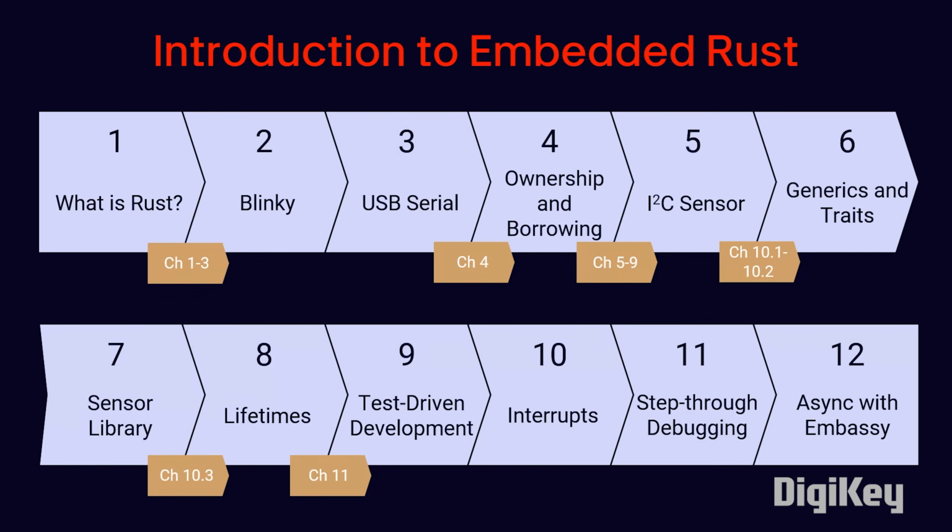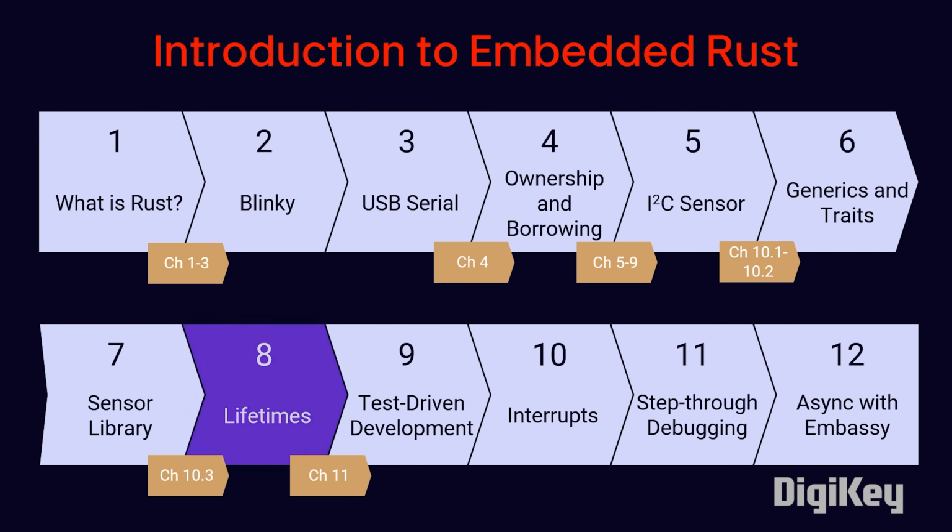In the last episode, we successfully wrote our own I2C sensor library using all of the knowledge we built up to that point. Now we're going to cover something we have not seen yet, but still equally important. You'll come across lifetime annotations in many libraries, and you'll likely start using them yourself as you dive deeper into embedded Rust projects. A lifetime is a measure of how long a reference is valid.